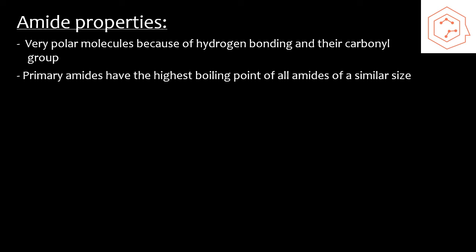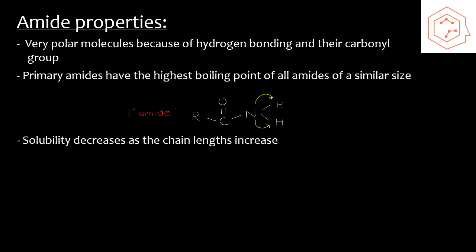And this makes sense, since if we look at a primary amide, we see here that they can form 2 bonds with hydrogen, and that's 2 possible spots of hydrogen bonding, which is 1 more than a secondary amide and 2 more than a tertiary amide, which makes them way stronger than the other 2. Secondary amides would have the second highest boiling point, and then of course the lowest would be tertiary amides. Finally, as we increase the carbon chain length, similar to other organic molecules we've seen, the solubilities of these molecules will decrease.